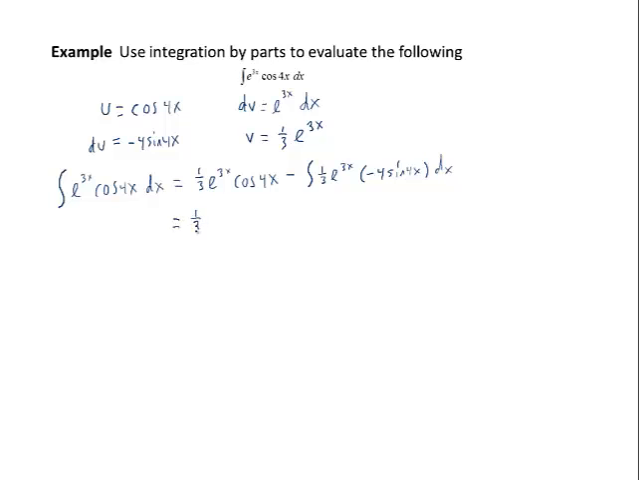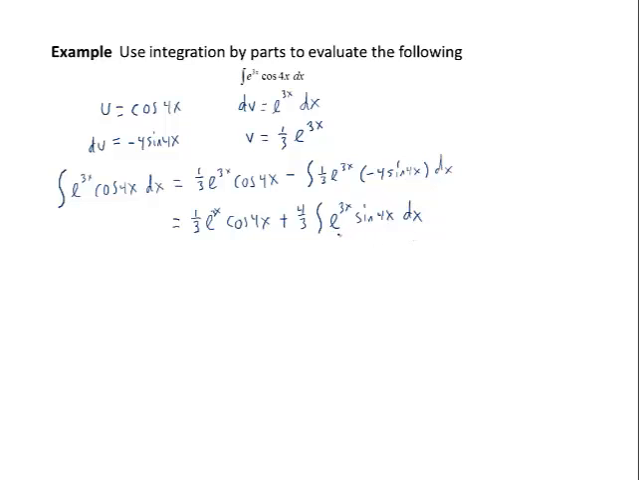My next step is to clean this up just a little. 1/3 e to the 3x cosine 4x plus 4/3 the integral e to the 3x sine 4x. Notice the integral we are left with now, the integral of e to the 3x sine 4x dx. It looks very similar to what we started off with, which tells me we need to use integration by parts a second time. We need to crank this integral through integration by parts.